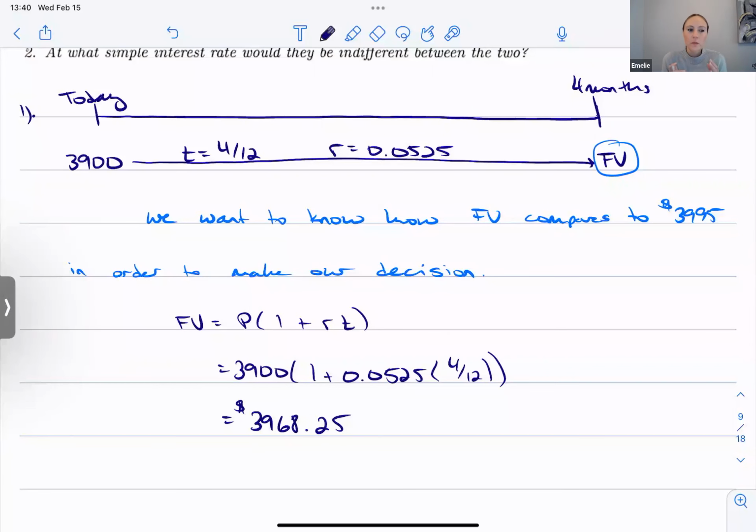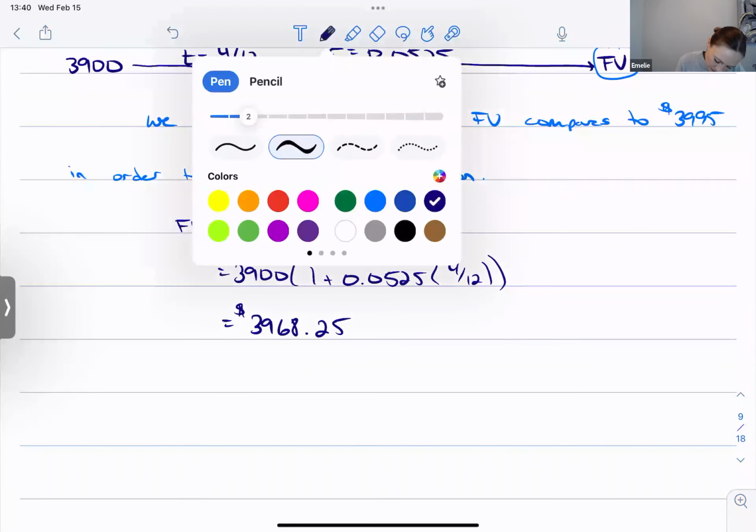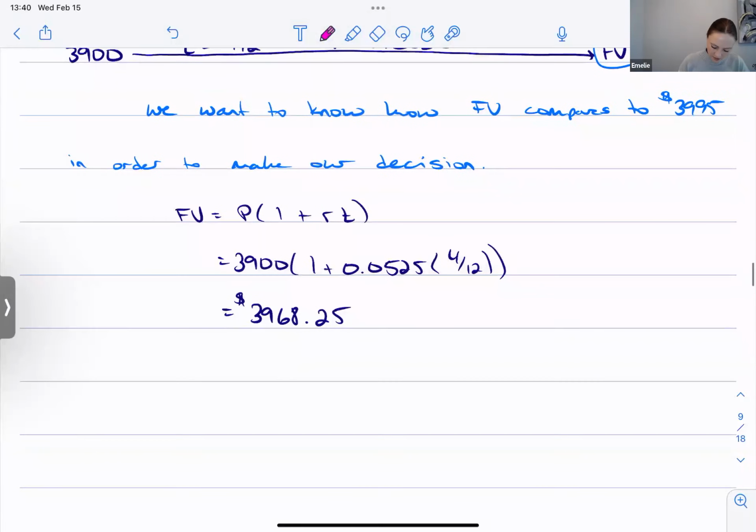So how do we make a decision here? Option number 1, paying the early booking 4 months from now, is worth $3,968.25, which is cheaper than $3,995. So for that reason, I'm going to go with the early booking price. Okay. So here, and this is kind of the takeaway here.